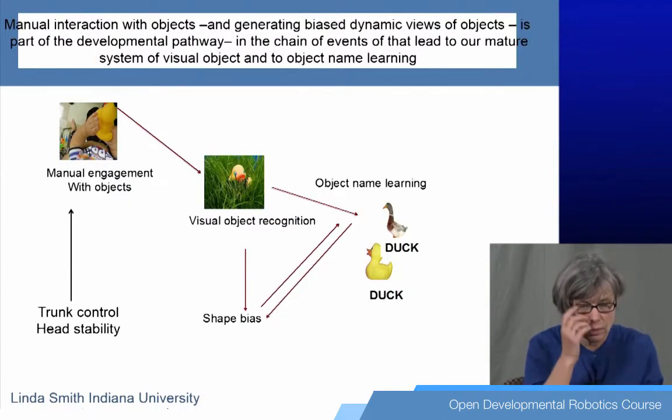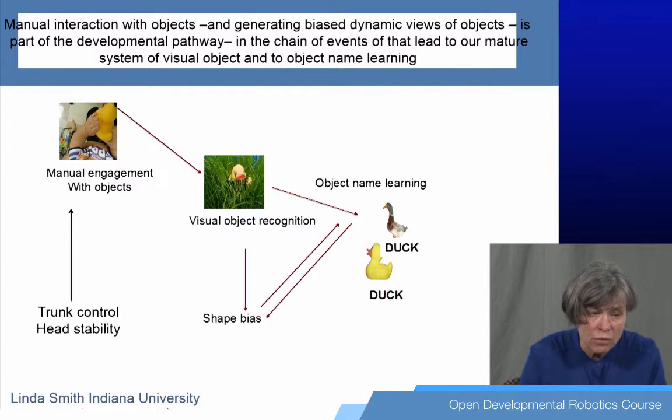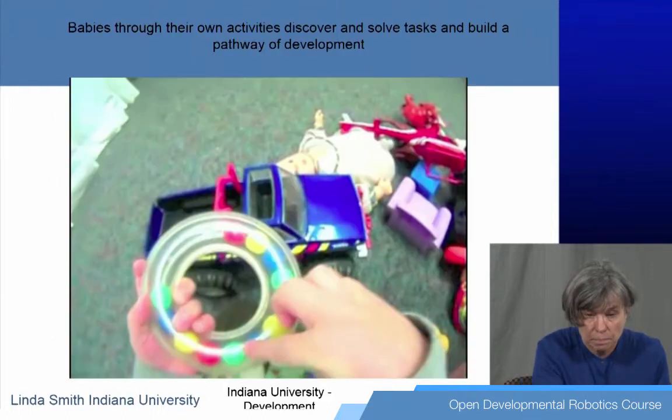All right. So manual interaction with objects and generating biased dynamic views of objects is part of the developmental pathway, part of the chain of events that leads to a mature system of visual object recognition and object name learning. So again, babies through their own activities discover and solve tasks and build a pathway of development.